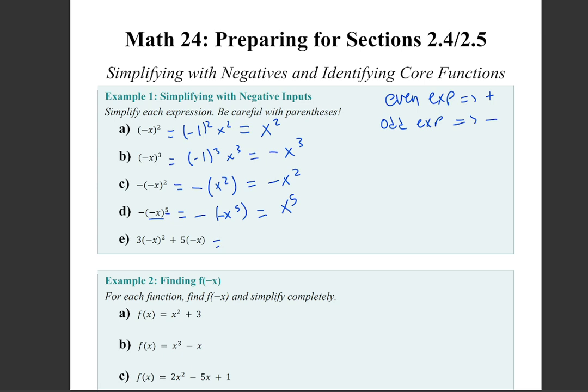Now we see it sometimes when it's part of a polynomial, not just standalone terms. So if we look at 3 times (negative x) squared, well, that's just 3x squared. We know the negative is being squared away. 2 is an even exponent. And then we have plus 5 times (negative x). Well, that negative x has an x to the 1, really 1 is in the exponent. That's odd, so that negative is staying. And the negative really ends up going in front of the 5, and we have a minus 5x. So it just takes a little bit of practice, but this is going to come up a lot this week.